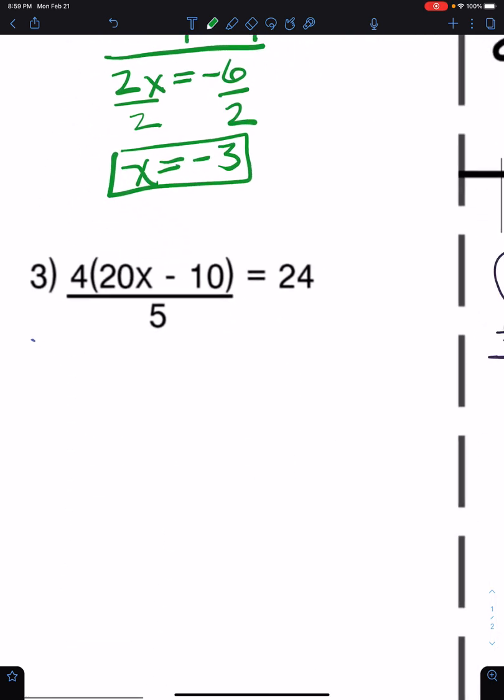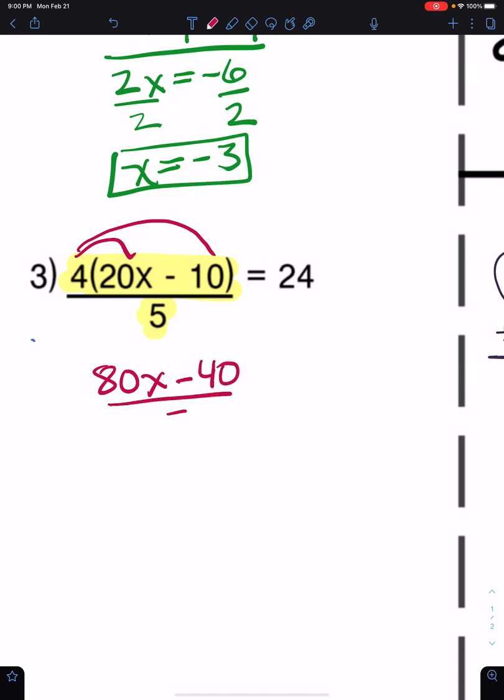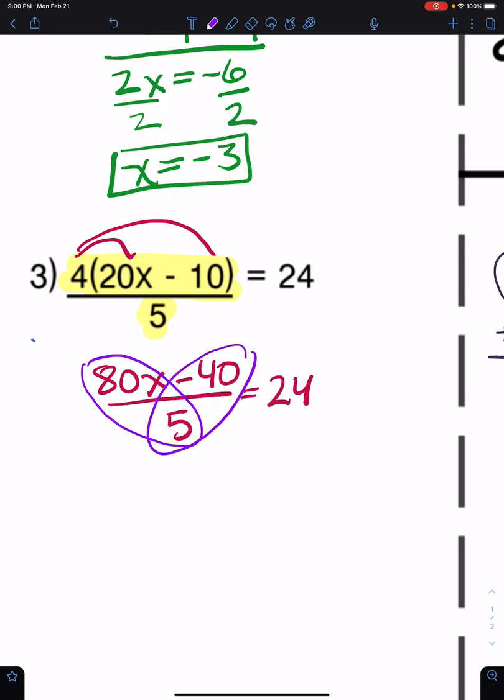One final example over here. We're going to look for any distributing. Actually, there's kind of double distributing here, huh? So first let's do the distributing in the numerator. 4 times 20x would be 80x. And 4 times negative 10 would be negative 40, and then we'll put that over 5. So we're not done distributing. We still have some distributing with division. So we'll do 80x divided by 5 and negative 40 divided by 5.